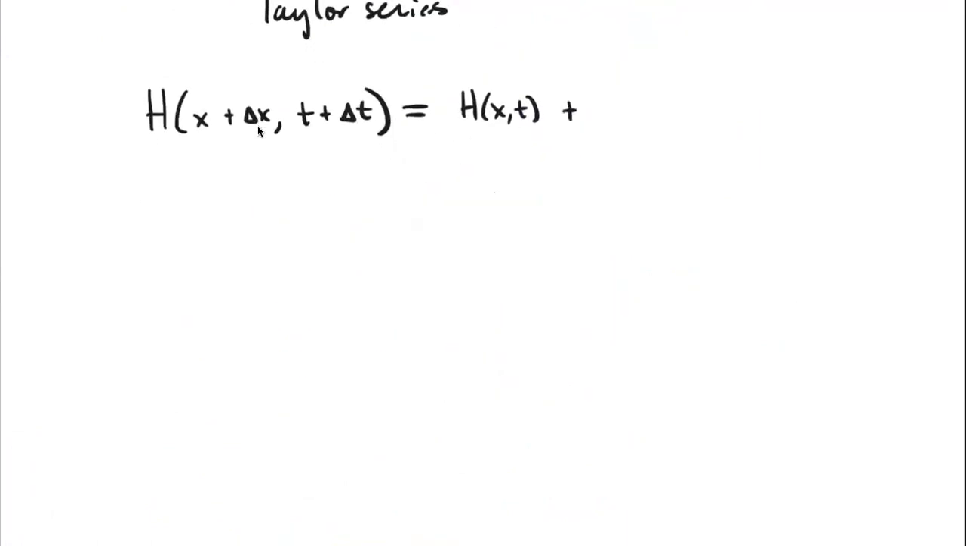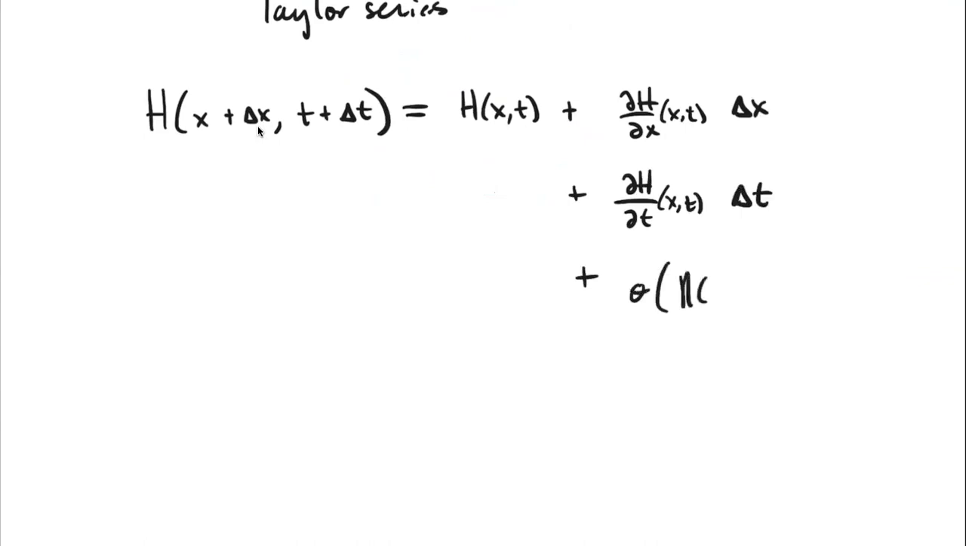And so what is this? Well, this is dH/dx at (x, t) times delta x, plus dH/dt times delta t. This is again the chain rule. Plus something of order the norm of (delta x, delta t), which goes to zero faster than any linear function. And so to first order, what we have is just this up here.